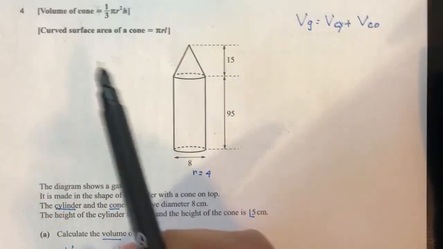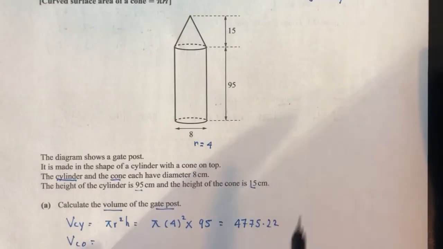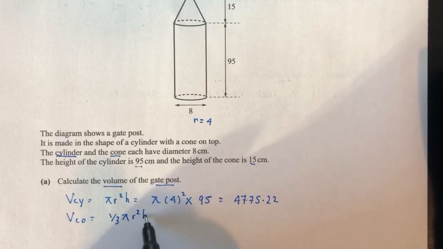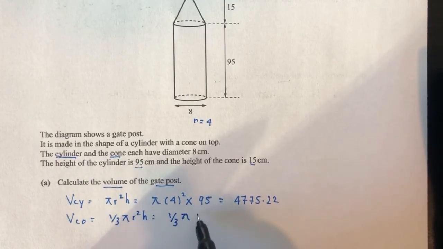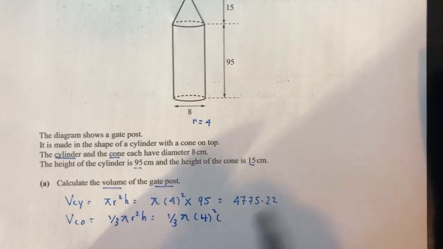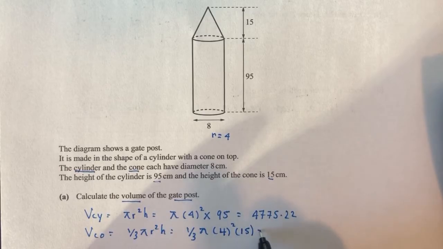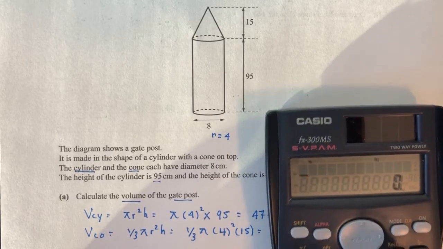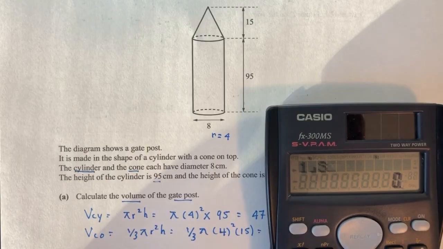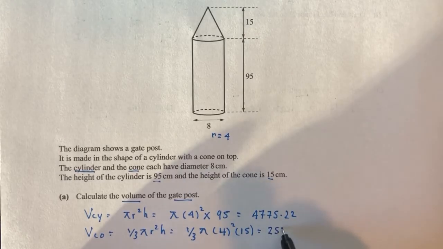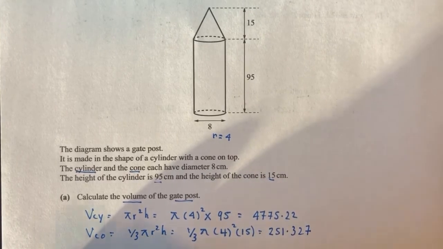And now find the volume of the cone, VCO. It is given to us here as 1/3 pi r square h. So let's do that. 1/3 pi r square h. So 1/3 is 1/3. Pi, r is 4. H here is 15 for the cone. So replace 15 here. And then use our calculator again to find this value. So 1/3 times pi times 4 square times 15. That will be 251.327.